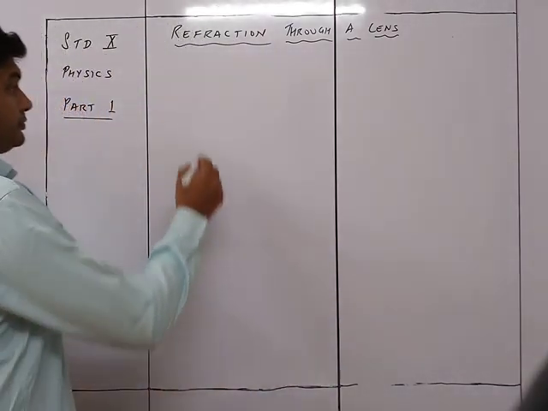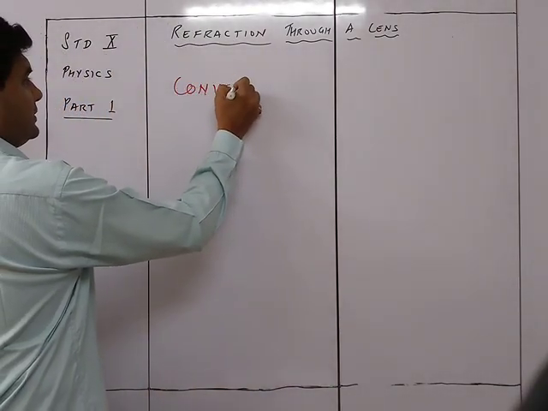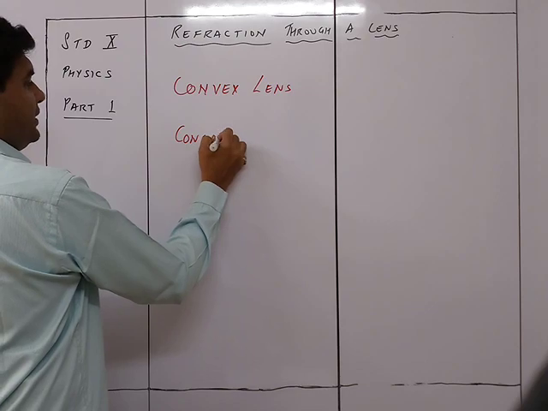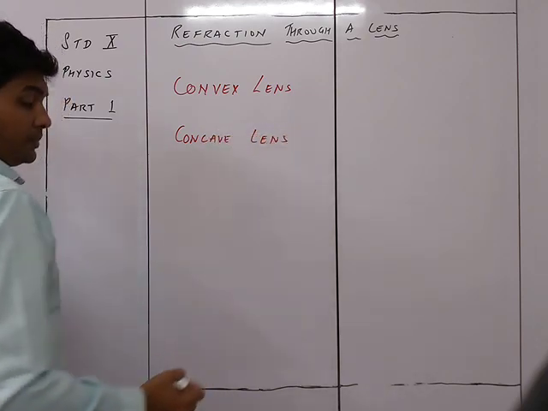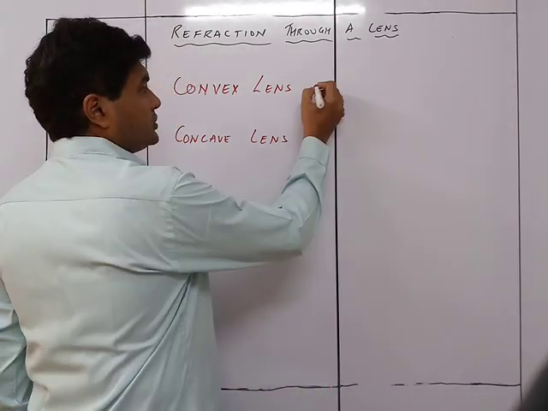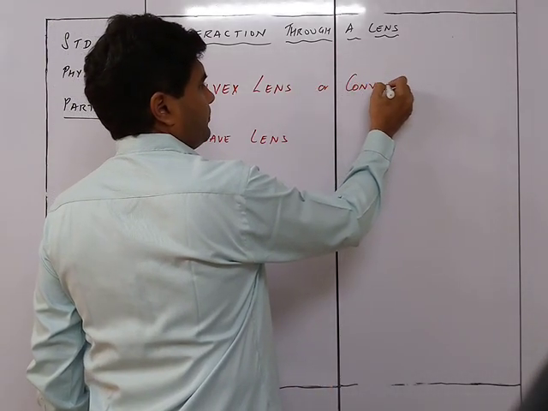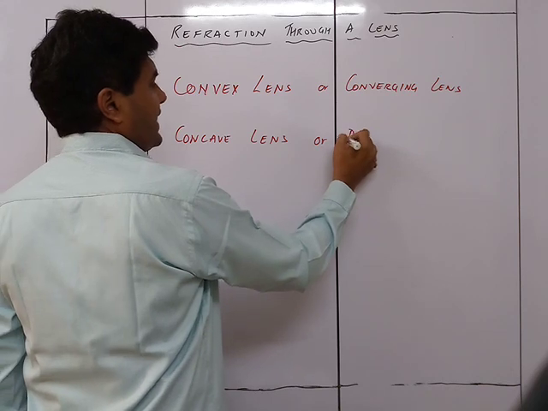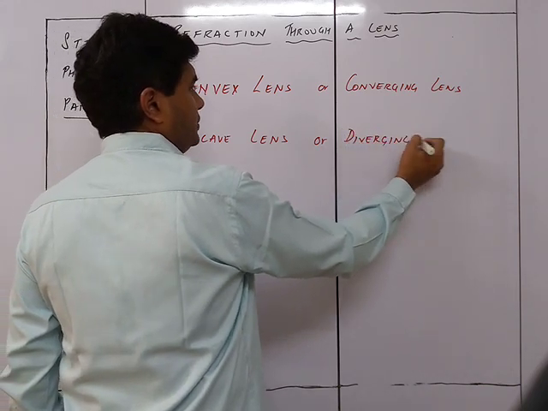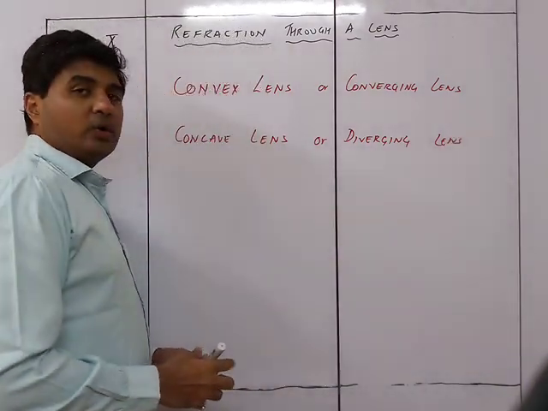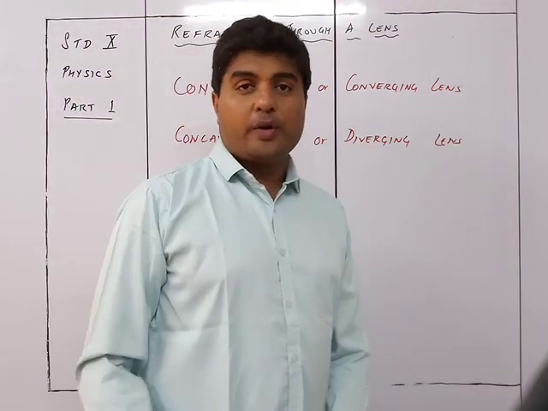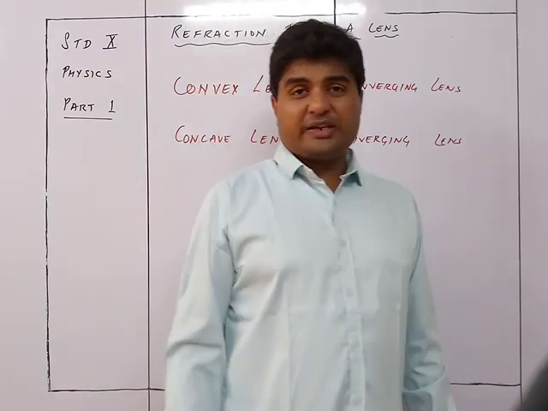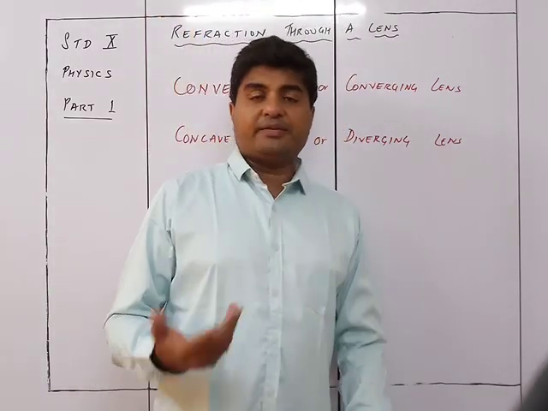Accordingly, we have two kinds of lenses. First one is the convex lens. Another one is the concave lens. The convex lens is also called a converging lens, and this is called a diverging lens. A lens which is going to converge means all the rays come to a point. If the rays of light meet at a point after refraction, it is a converging kind of lens. And if they are going away, that is a diverging kind of lens.